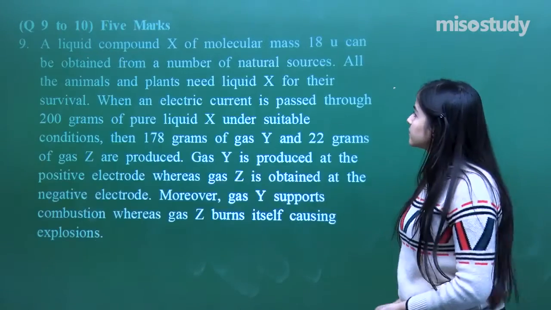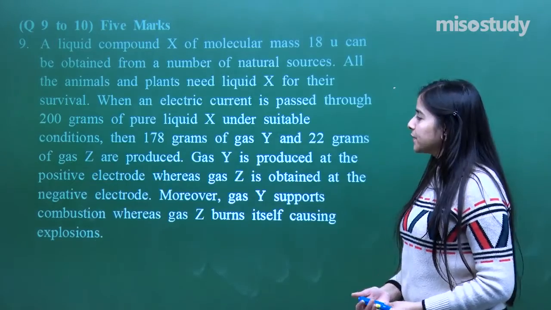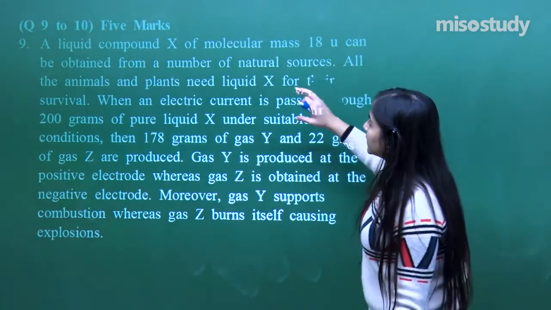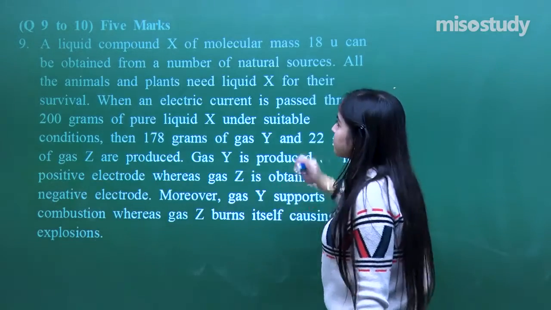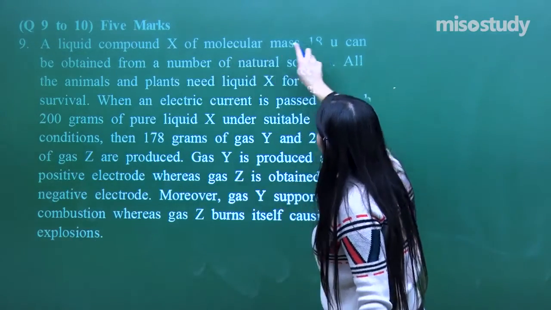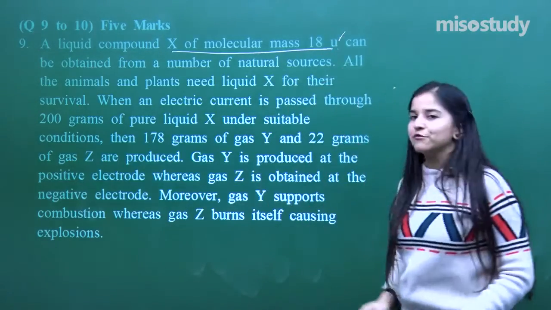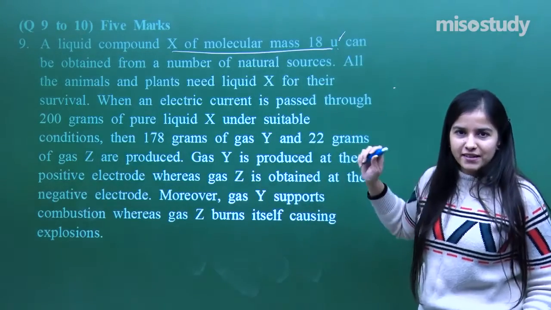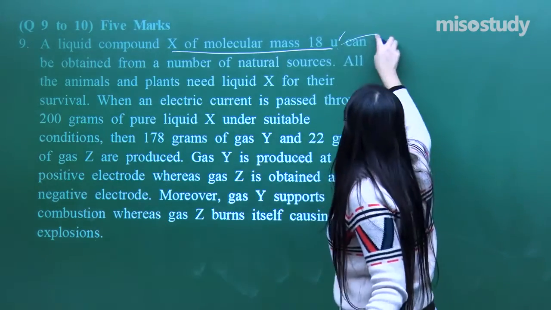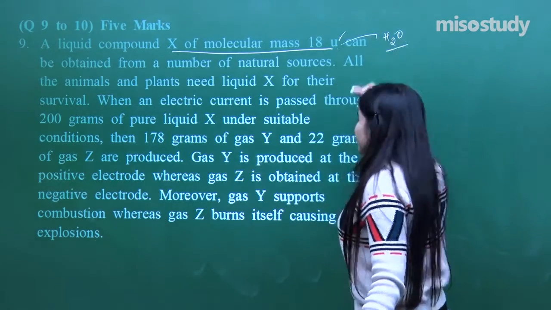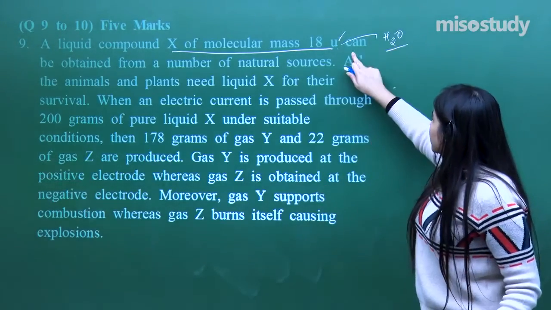Now, 5-mark question, 2 questions will be there. A liquid compound X. So it's a mapping question, one of my favorites. A liquid compound X of molecular mass 18. Can you tell me what is the compound, just by looking at this data? 18 units, 18 grams. Yes, we just found out it is water. So we are just suspecting over here that this is water. Let us just try to confirm it.